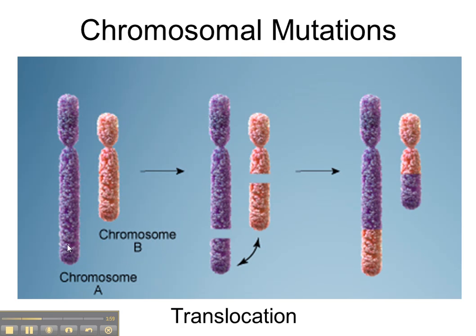Now what's happened here is that a portion of chromosome A and a portion of chromosome B have broken off, and they've actually reattached to the wrong chromosome. Here you can see that chromosome A now has a portion of B, and chromosome B now has a portion of A. Now that we know these 4 basic types of mutations, we'll be able to study the diseases they cause in more detail in class.